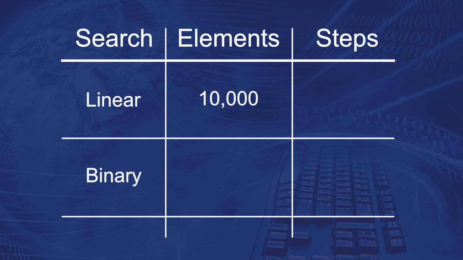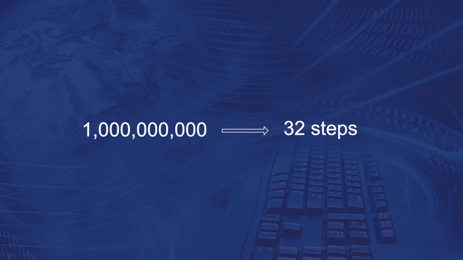For a little context, a 10,000 element array will take, worst case scenario, 10,000 steps for a linear search to find the target, while only 14 steps for a binary search. And as you continue to go up, the binary search gets more efficient at only 32 steps to find an item in a billion element array.